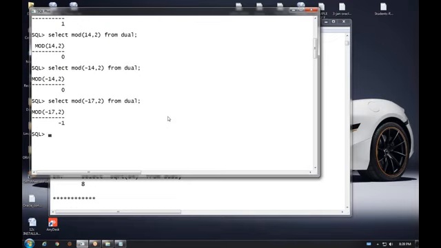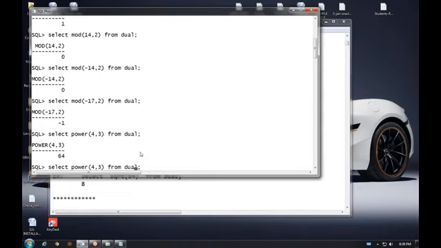Next one, POWER. So select POWER of m comma n. Suppose 4 comma 3 from Julian. What will happen? 4 into 4 into 4. 16 fours are 64.